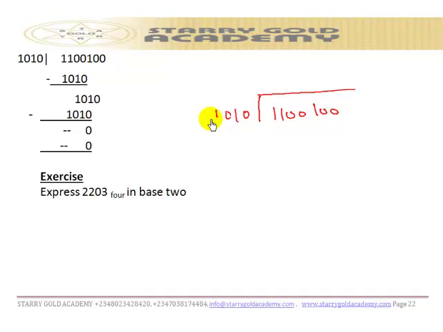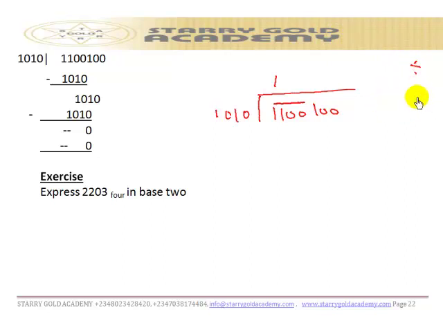So automatically, 1010 is smaller than 1100. So you are picking the first two figures. You are picking these figures, 1100, the first four figures. Now 1010 in 1100 is 1. What did you just do? You just divided.